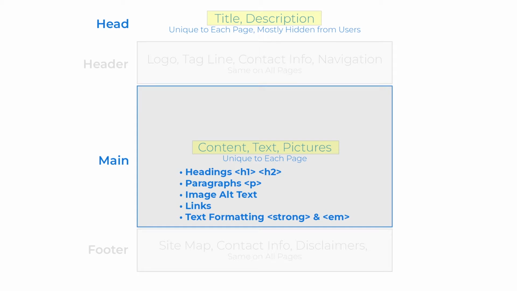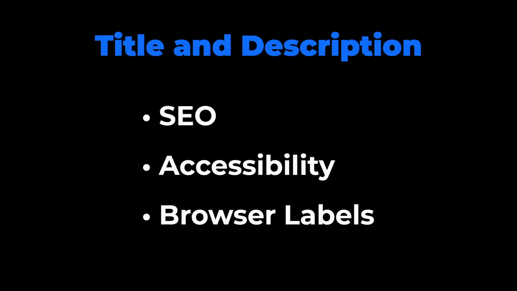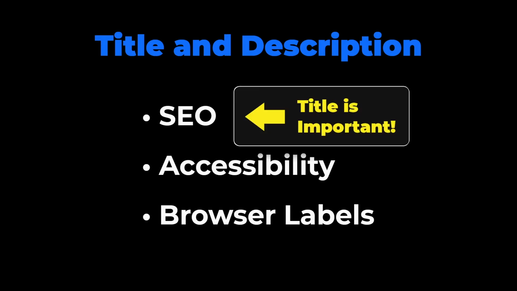So, first on the list, title and description. And why are they important? For search optimization, accessibility, and browser labels. The title in particular is used for browser labels as well as search optimization. The title and description are very important for search optimization.